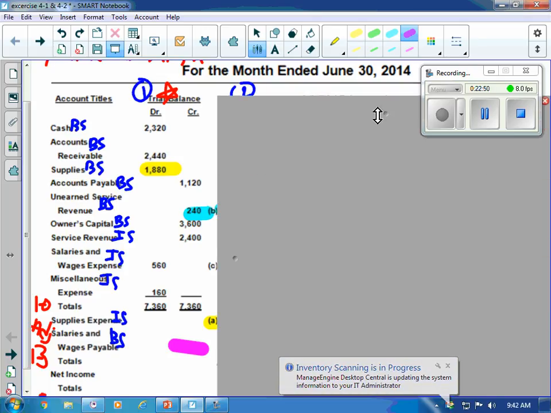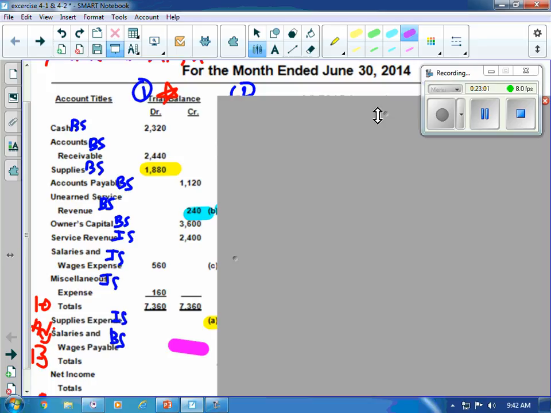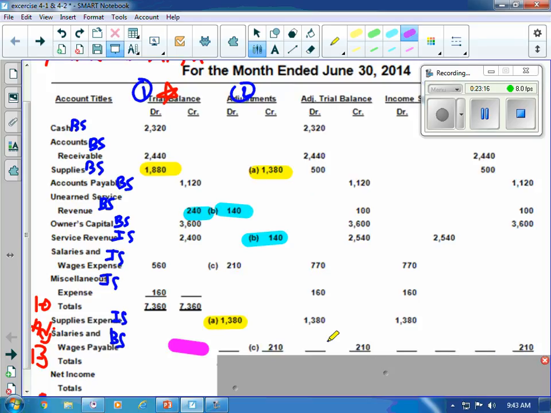Okay, so let's do the last one. Salaries and wages payable, what was its balance? Nothing. And according to the adjusting entry, how much happened? We haven't paid them yet. So this is an accrued adjusting entry. They did the work, we just haven't paid them. How much do we owe them? 210. So that is going to be a credit.